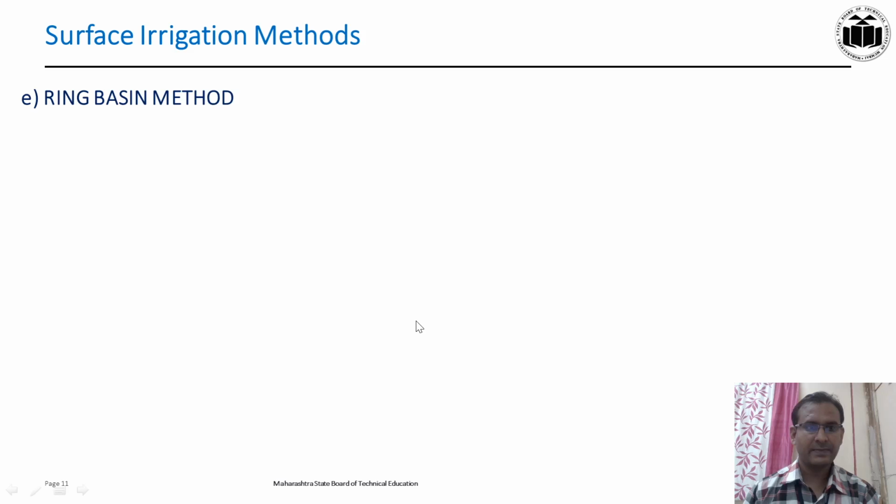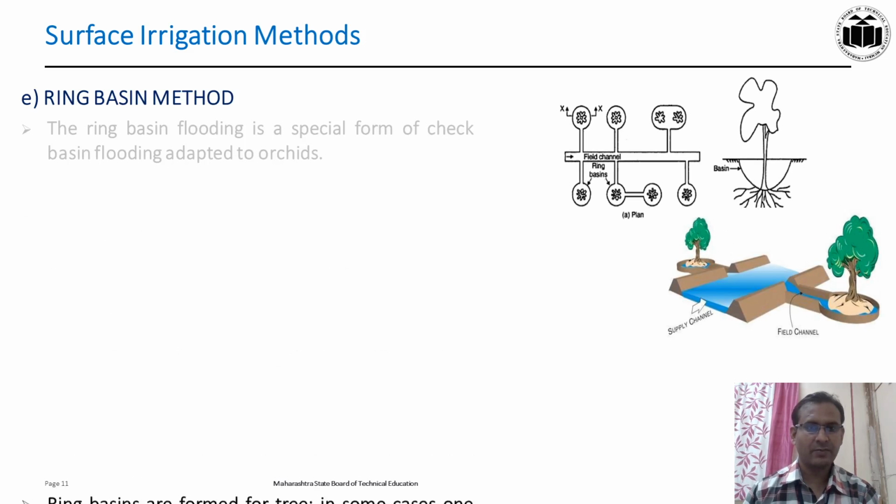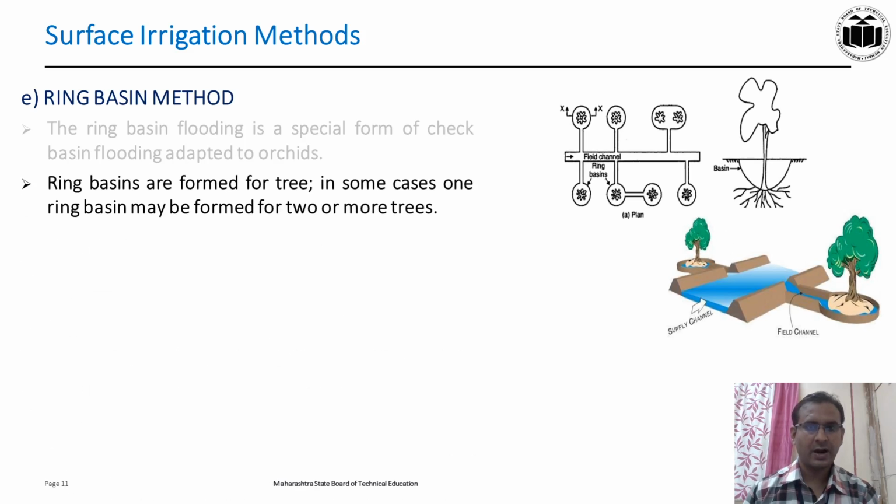Next is the ring basin method. The ring basin flooding is a special form of check basin flooding adapted to orchards. Ring basins are formed for trees. In some cases, one ring basin may be formed for two or more trees. So here you can see two or more trees are there.